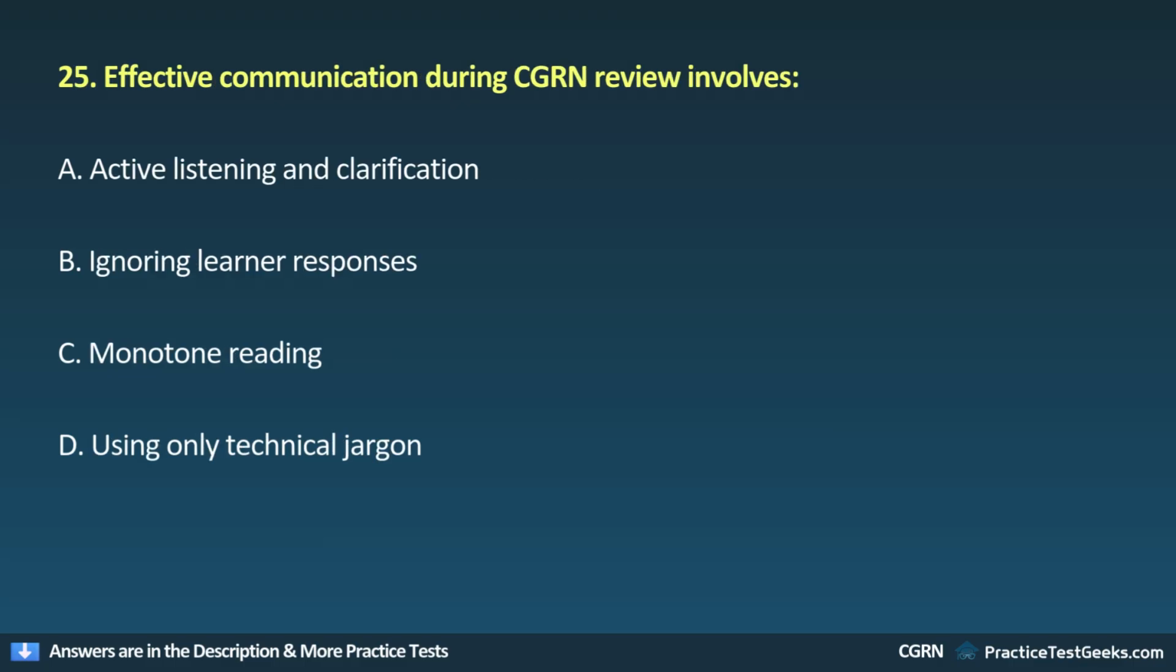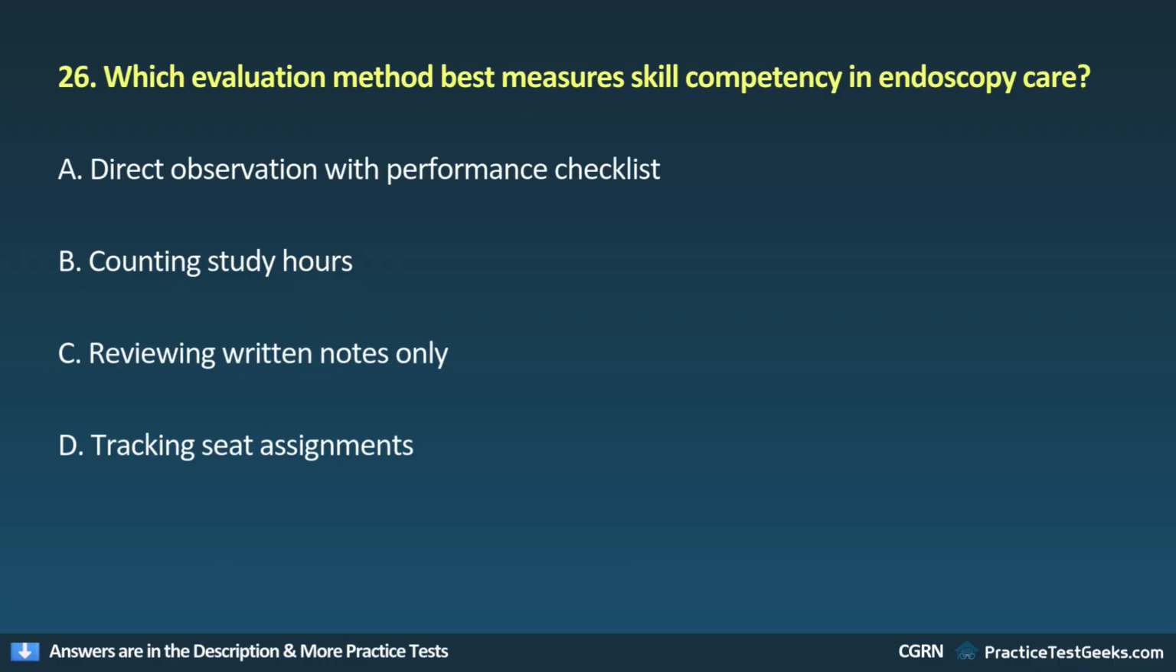25. Effective communication during CGRN review involves A. Active listening and clarification. B. Ignoring learner responses. C. Monotone reading. D. Using only technical jargon.